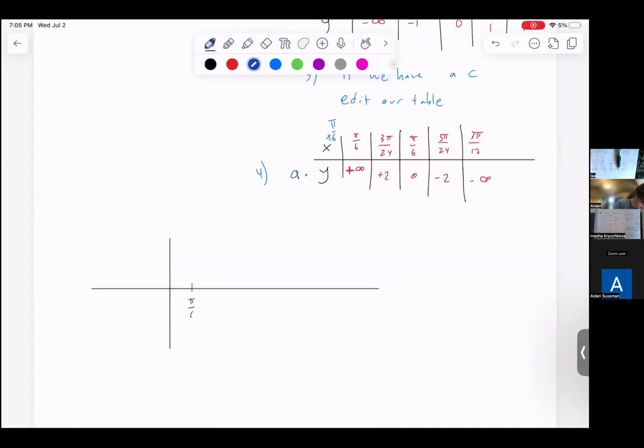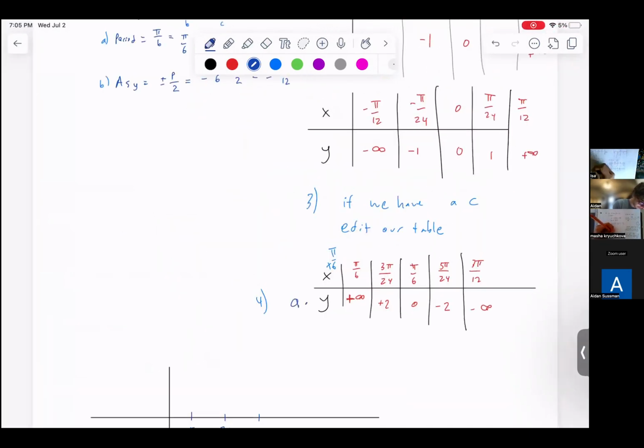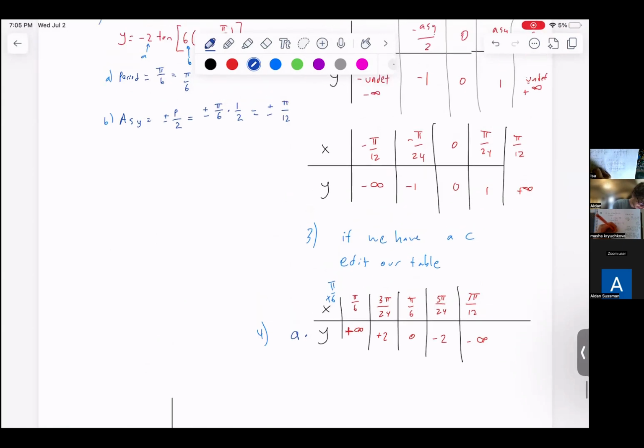So here's pi over 6. Here's 3 pi over 24. Here's pi over... Wait a second.